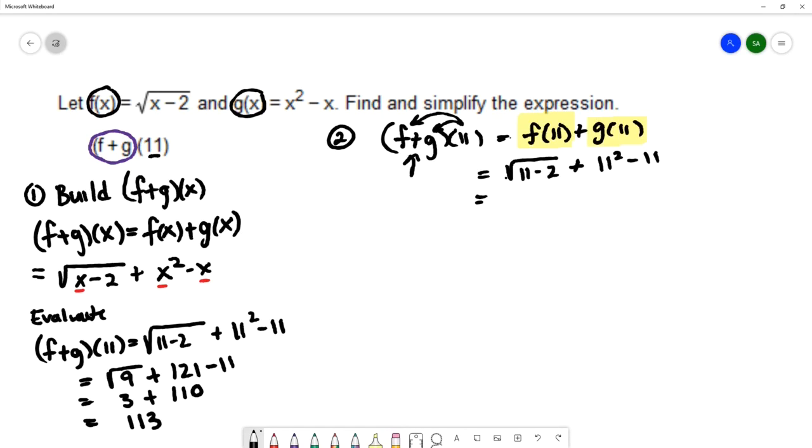Square root of 11 minus 2, that's square root of 9. 11 squared is 121. 121 minus 11 would be 110. Square root of 9 is 3. So we found f of 11 to be 3, g of 11 to be 110, and then we add those results together. I'm adding them together because that's the operation indicated here. And we get 113. So that's two different ways that you could have evaluated f plus g of 11.